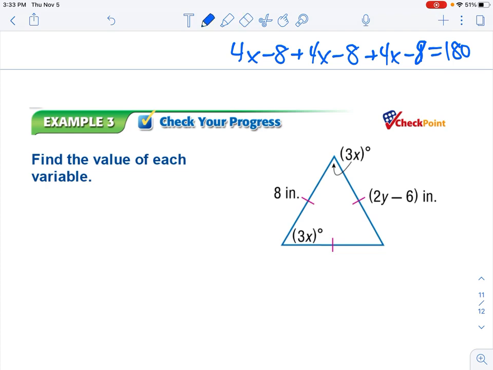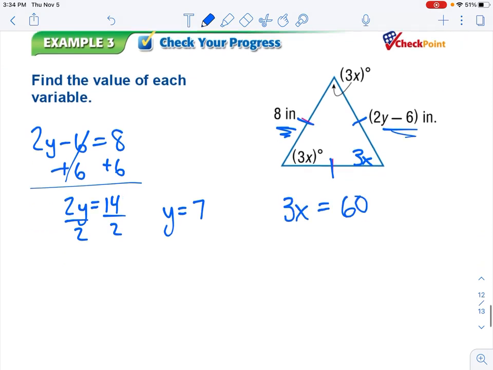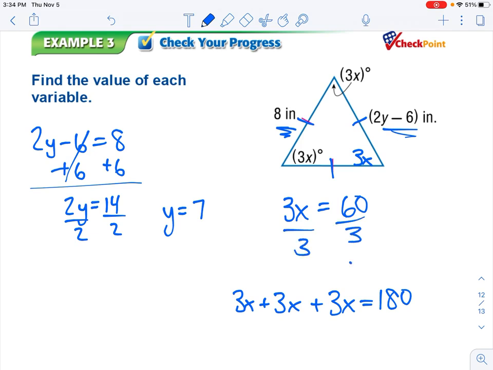All right, last problem. We know this is equilateral because all the sides are marked that. So go ahead and set these equal to each other to solve for y. So y must equal 7. Then we know, once again, that this is also 3x, so you can set this up a couple different ways. You can say 3x equals 60. Or all 3 angles, so 3x plus 3x plus 3x equals 180. Once again, you'll get the same thing, but for some of you, it might make more sense to do it one way versus the other.